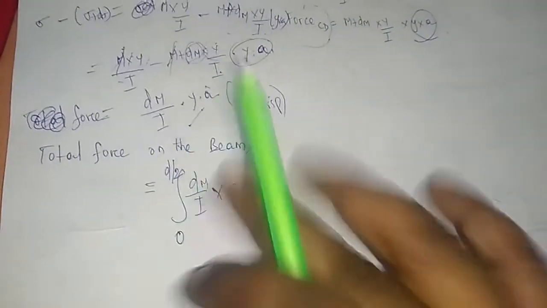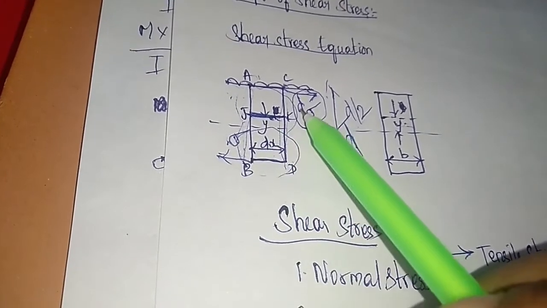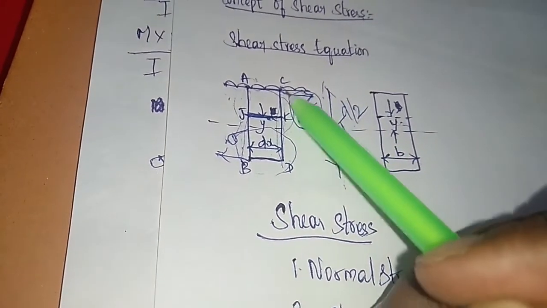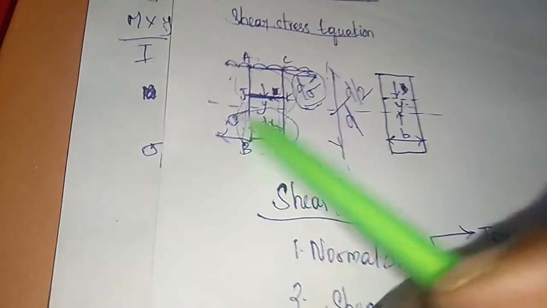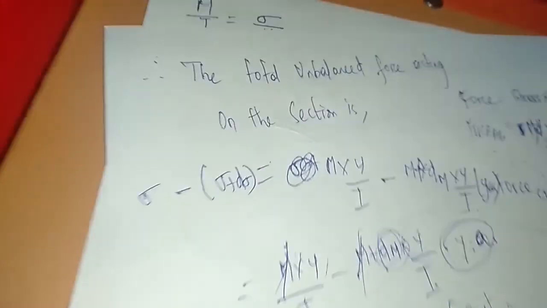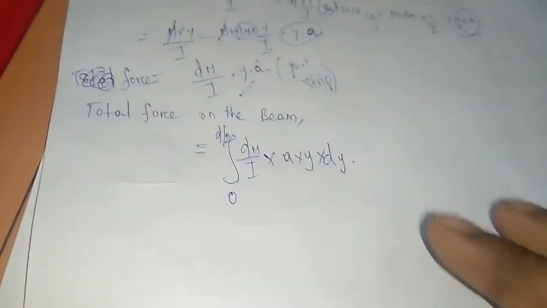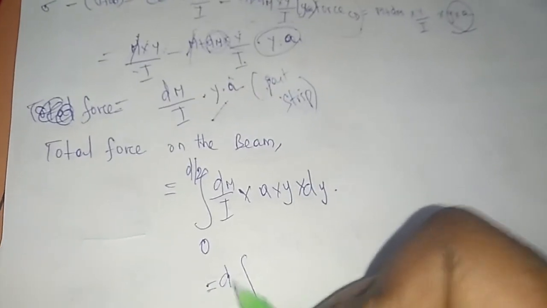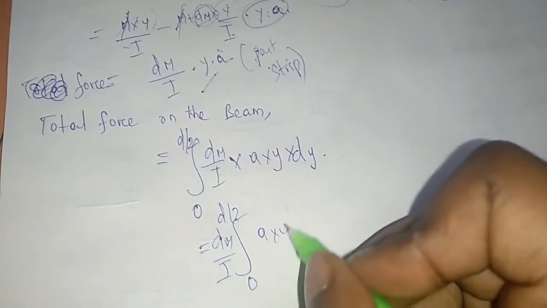While integrating, if you see this diagram, it is for y from 0 to d by 2. Okay, 0 to d by 2. That means here, if it is y on this side, it will become dy. Okay, so while integrating you must add that constant value also. So dy. So now take the common part outside of the integration. So dm by I is the common thing, so we are taking it outside. So 0 to d by 2, A into y into dy.